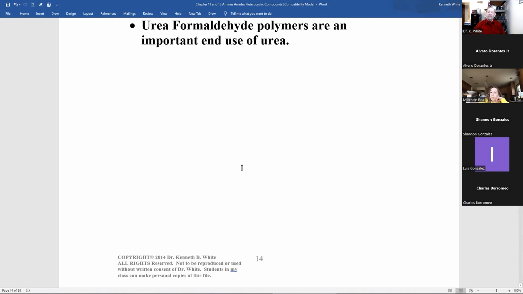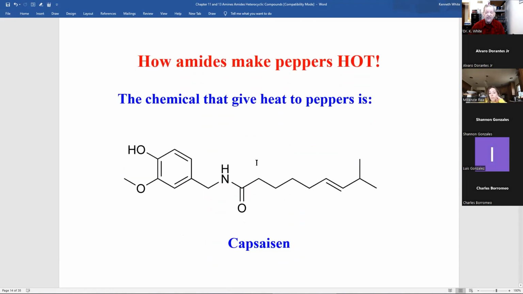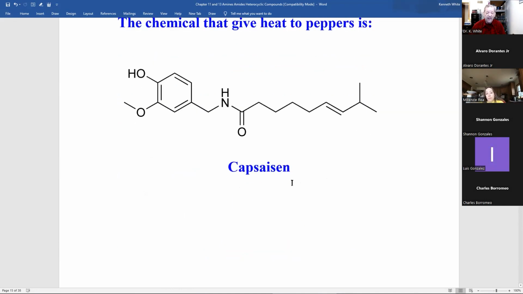Now, how many of you are familiar with peppers? You know, like red peppers, green peppers, habanero peppers, ghost peppers. They can be real mild or real hot. What makes them hot? Well, it turns out it's an amide. And the chemical that gives heat to peppers, and you don't have to write this down, is this amide. It has the common name capsaicin. The more capsaicin, the hotter it is.